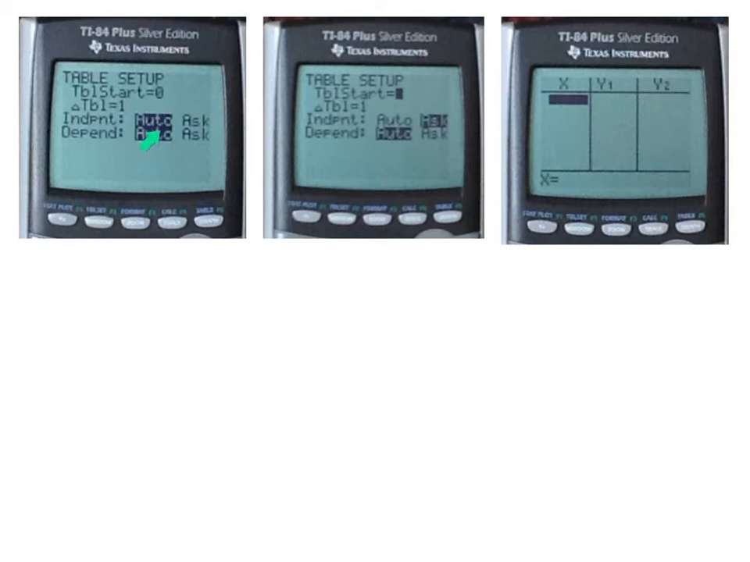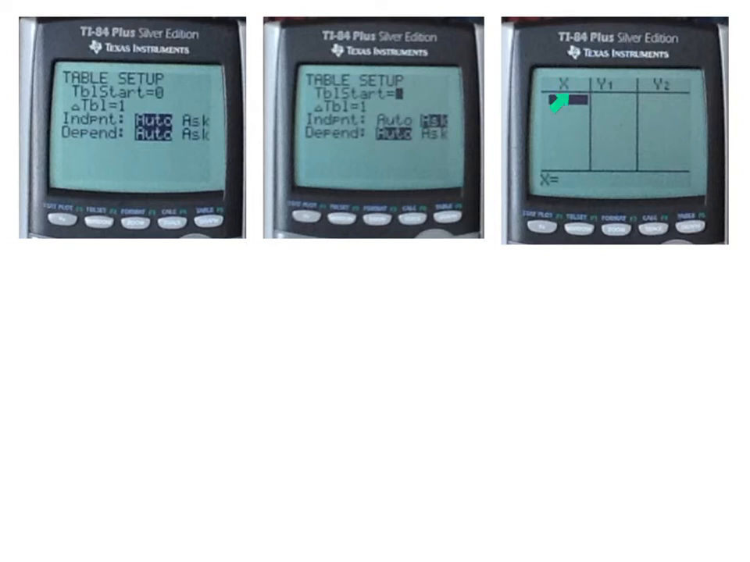Now the other thing I want to talk about is this independent auto and ask. Right now our table is set at auto, meaning it fills out the X values for us. But I want to experiment with changing this to ask and show you how that works. We're going to look at a STAAR test problem and see how we could use it when we set it to ask. So when I go to my table set and scroll down to auto, I'm going to scroll my cursor over one, highlight the ask and press enter.